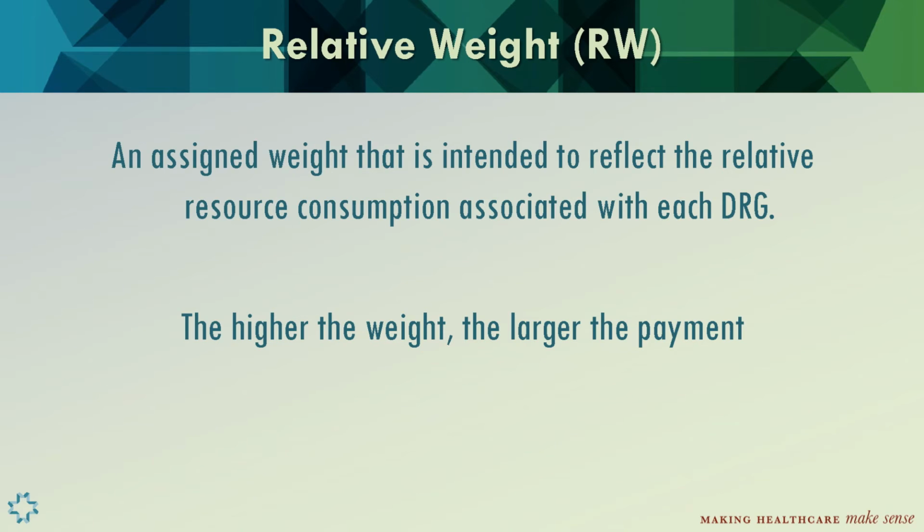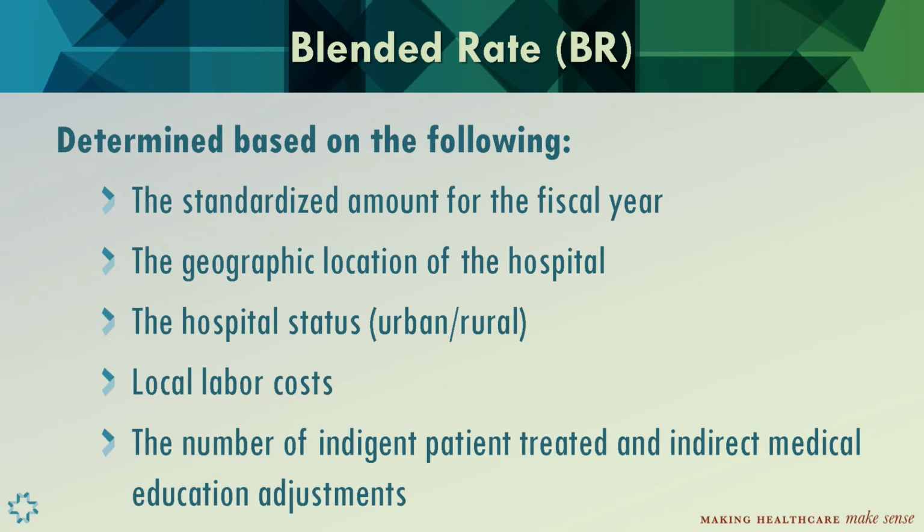For the approximate DRG payment, multiply the relative weight times the blended rate, which is a standardized dollar amount assigned by Medicare, determined by things such as the number of indigent patients your facility sees and the type of your facility, whether it's an urban or rural facility.